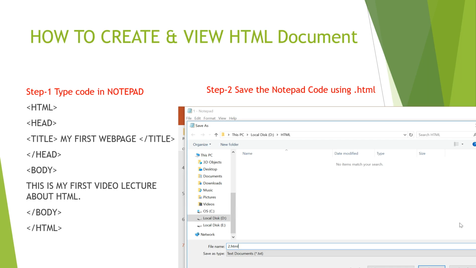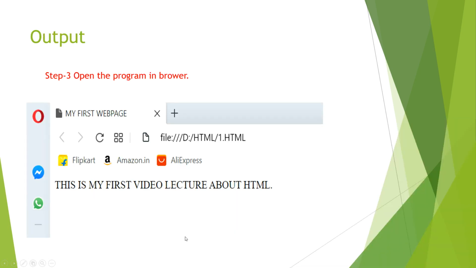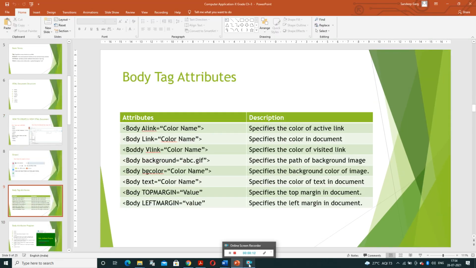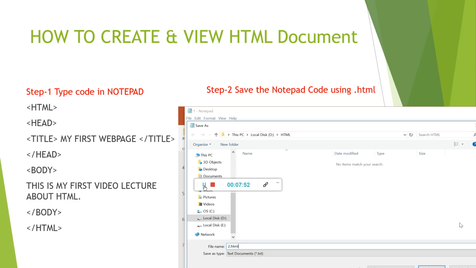Next is how to create and view an HTML program. Let's see this example. To create and view a new HTML document, these steps will be followed. Step 1, you have to type the code in Notepad. You have to write the program in Notepad. After writing the program in Notepad, you have to save the Notepad code by using .html.